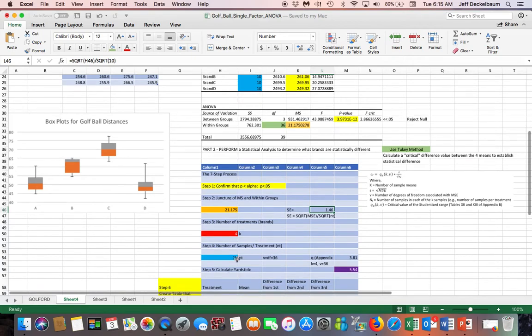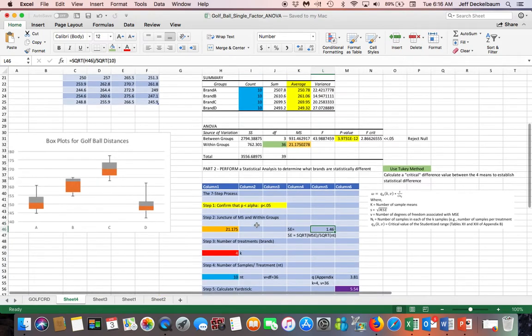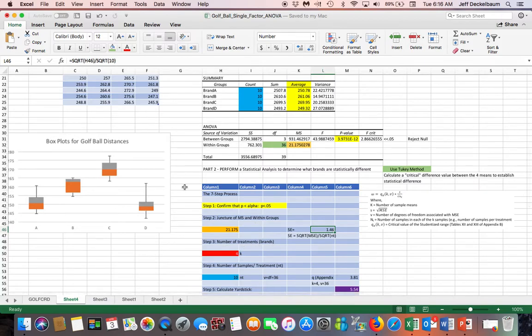In step 3, we have the number of treatments. We have 4 brands. That's golf balls A, B, C, and D. Step 4, the number of samples per treatment, n sub T, is 10. The V, or degrees of freedom, is associated with the within groups column within this MSE term, so that is 36.